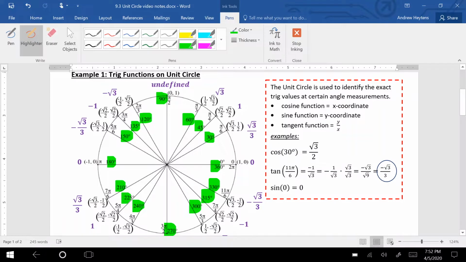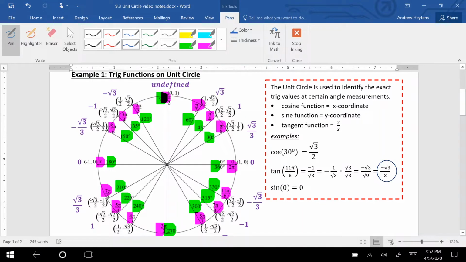And then in 9.2, we talked about how to convert degrees to radians. So you have degree measures, which I now have in green, and you have the corresponding radian measures, which I now have in purple. So again, you can use this to help you convert between degrees and radians. 30 degrees is pi over 6 radians. 45 degrees is pi over 4 radians, so on and so forth.